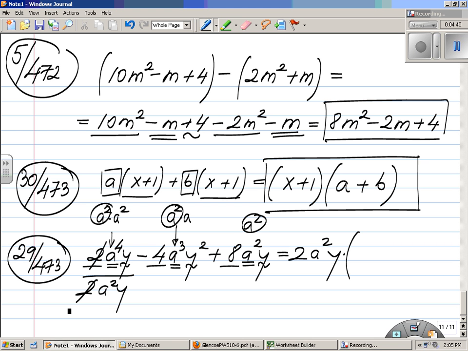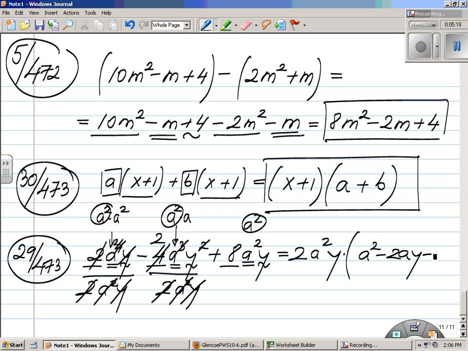2 divided by 2 is 1. A to the 4th divided by a squared will be a squared. Y divided by y is 1. So out of the first term, you will have left only a squared. The next one, you divide everything by the greatest common factor, 2a squared y, right? 4 divided by 2 is going to be 2, so minus 2. A to the third divided by a squared will be just a, 2a. Y squared divided by y is going to be just y.